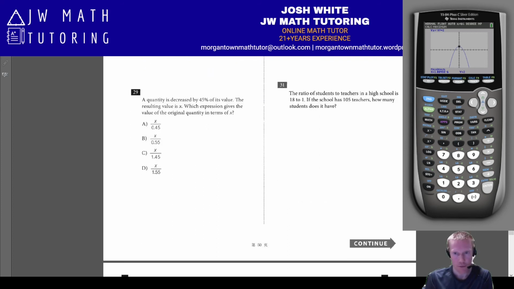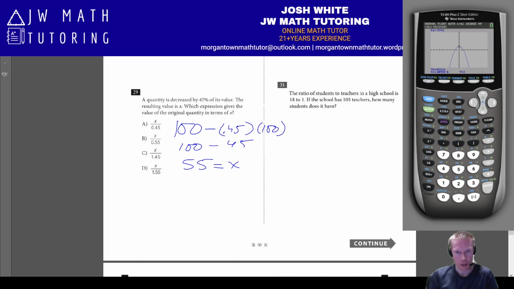All right, now below that we have problem number 29. This one again is another problem where picking numbers can be very helpful. So a quantity is decreased by 45% of its value. The result of that is x, which gives the value of the original in terms of x. So, okay, I'm going to start with 100. It's decreased by 45%, i.e. we subtract 45% of the original number. That just becomes 45. So our resulting value is now 55, and that is equal to x.